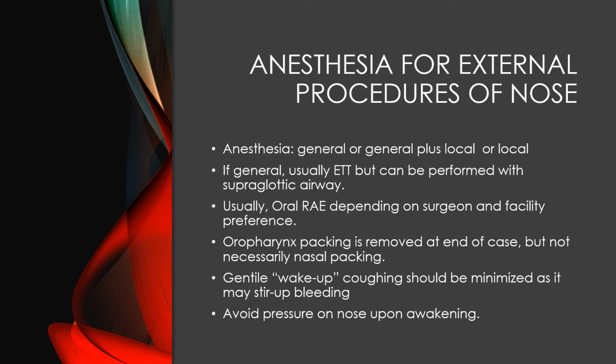Typically, you're going to do a general anesthesia. ENT surgeons like to use local, so they're going to use lots of local, probably sometimes with a little bit of epi, so you might see an increase in heart rate as well. Occasionally, you can manage the patient with a subglottic airway, but more often than not, you're going to use an oral RAE tube, depending on the surgeon, the facility preference, and what's available.